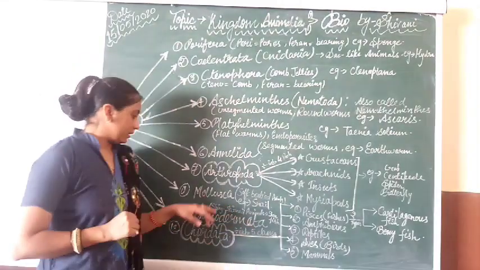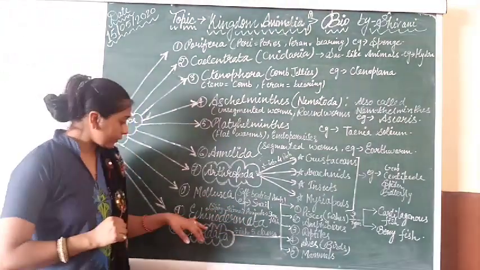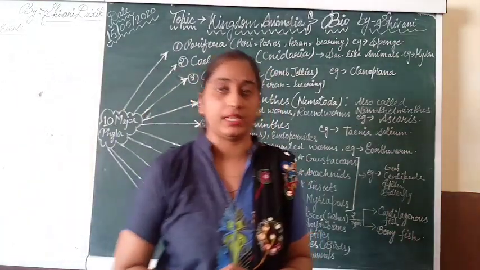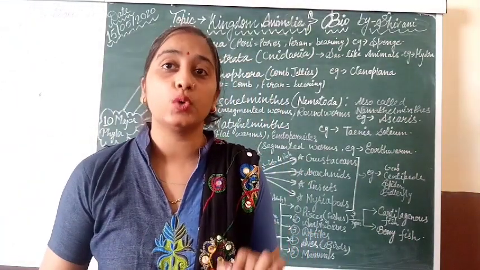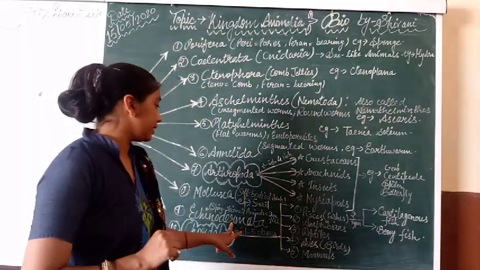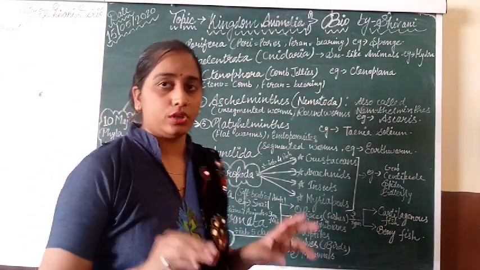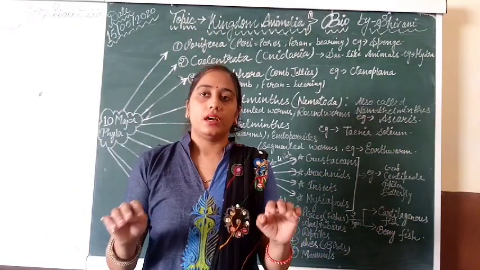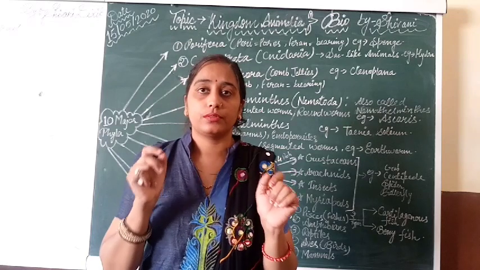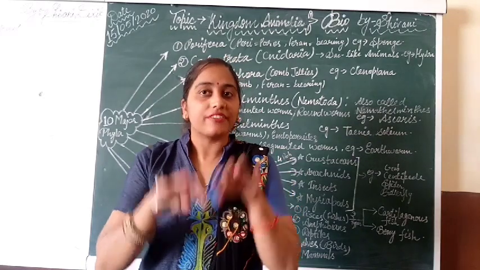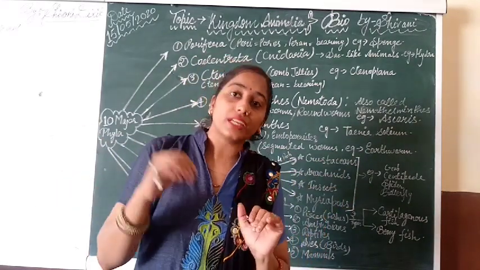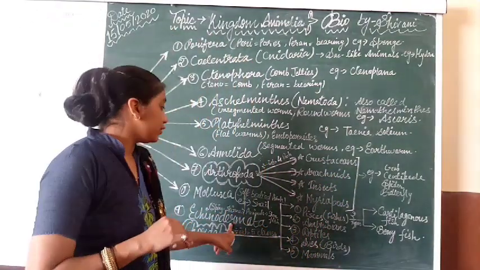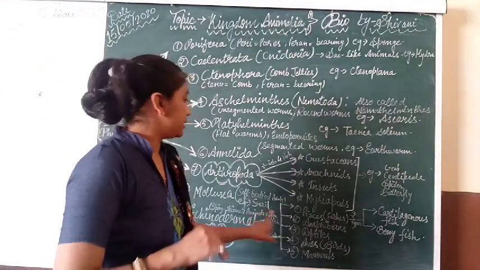The next phylum of the kingdom Animalia is Echinodermata. In Echinodermata, these are the types of animals which have spines, very sharp organs present on the surface of the body, so that they can protect themselves from any kind of predators, right? The best example of Echinodermata is the starfish.